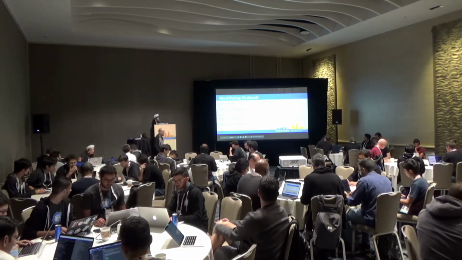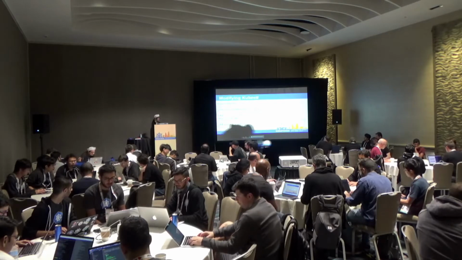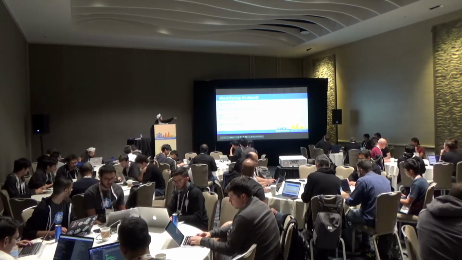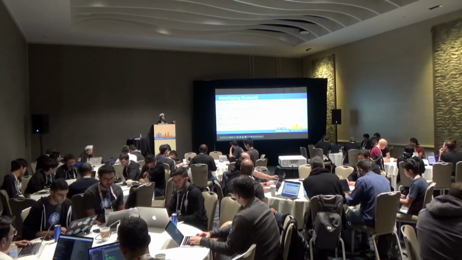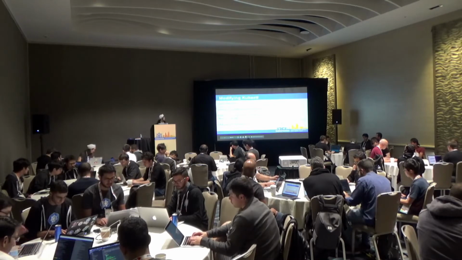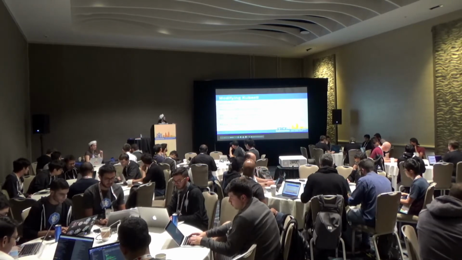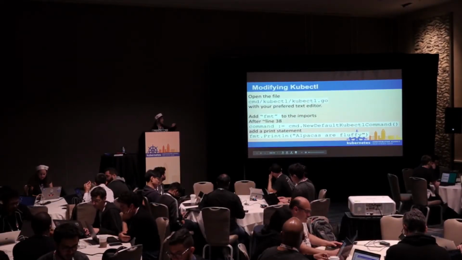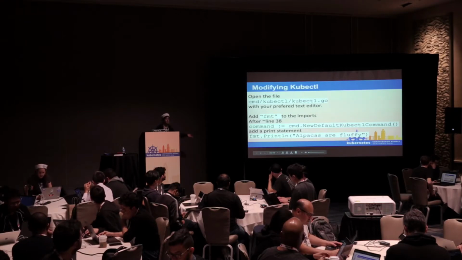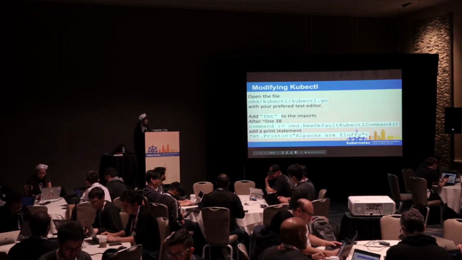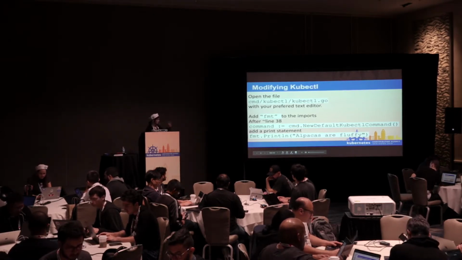What we're going to do is modify kubectl. We're going to open the file cmd/kubectl/kubectl.go with any text editor you want. You could use Emacs, Vim, there's no preference. We're going to add fmt to the imports, then after line 38, where you should see that line, we're going to add a print statement in, so say whatever message you want. After that, we're going to build it.